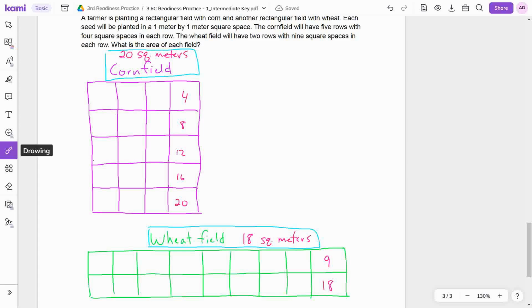So if you wanted to, you didn't necessarily need to draw the arrays. Remember what we were talking about earlier? If you have 5 rows of 4, that's 5 times 4 equals 20. And if you have 2 rows of 9, you can have 2 times 9 equals 18. So there are ways to draw it with arrays, ways to draw it without arrays.